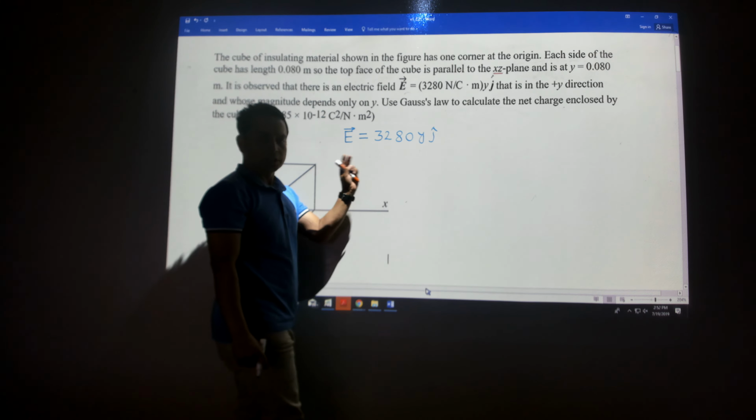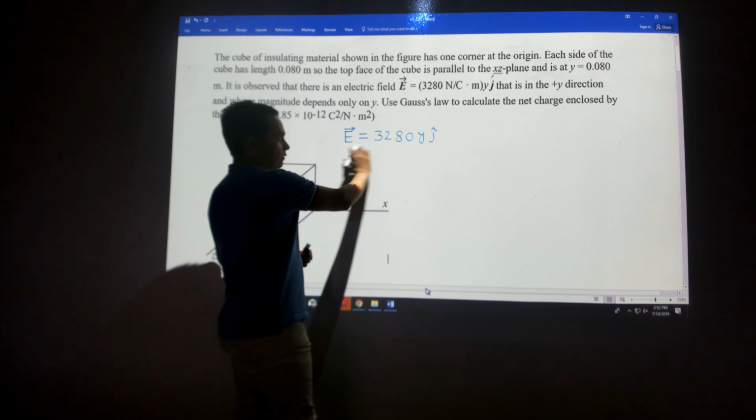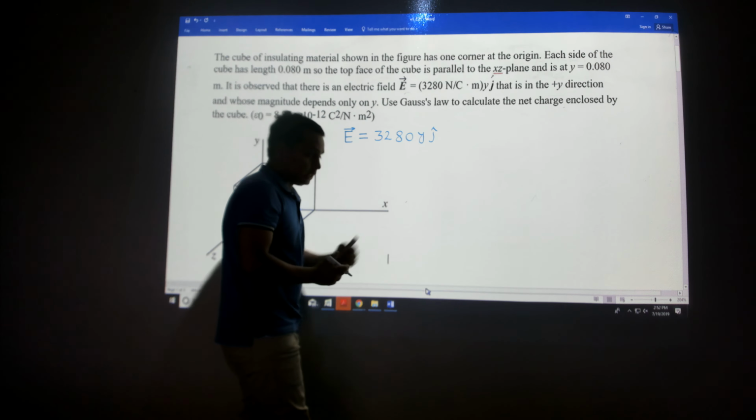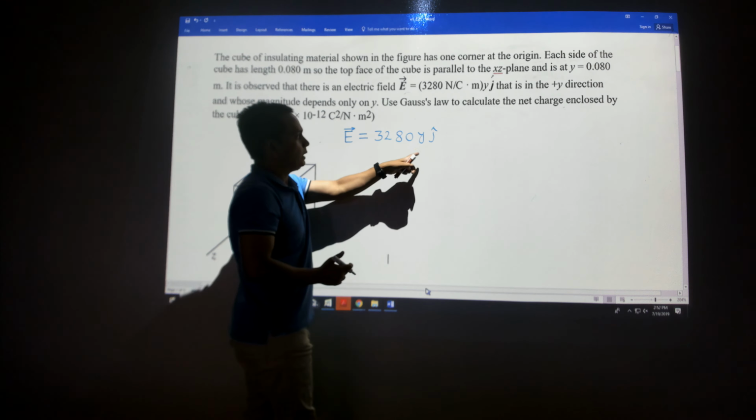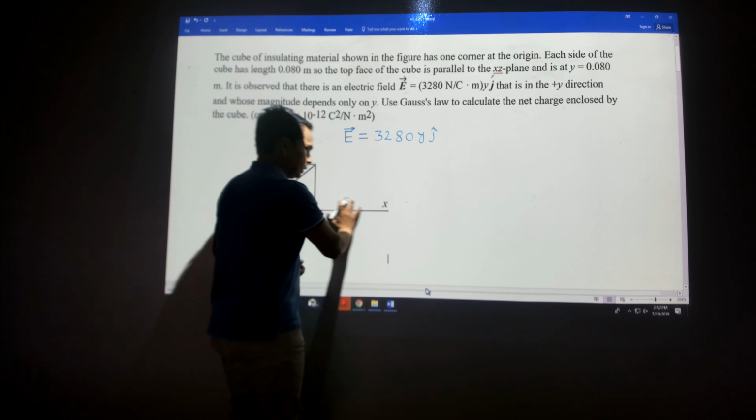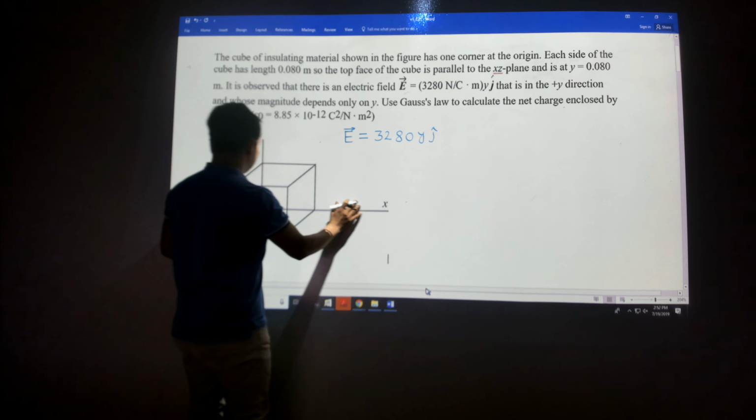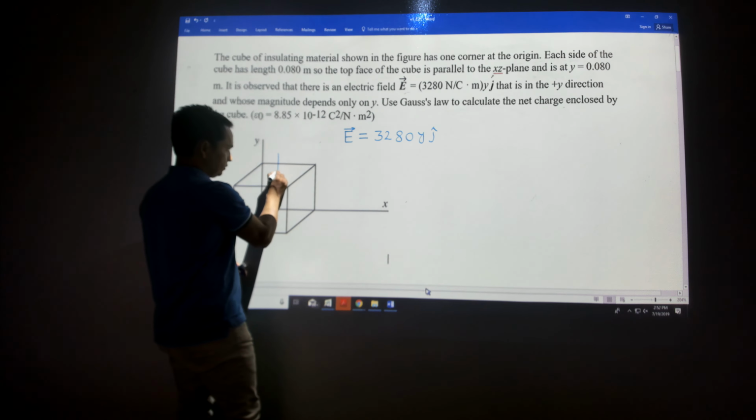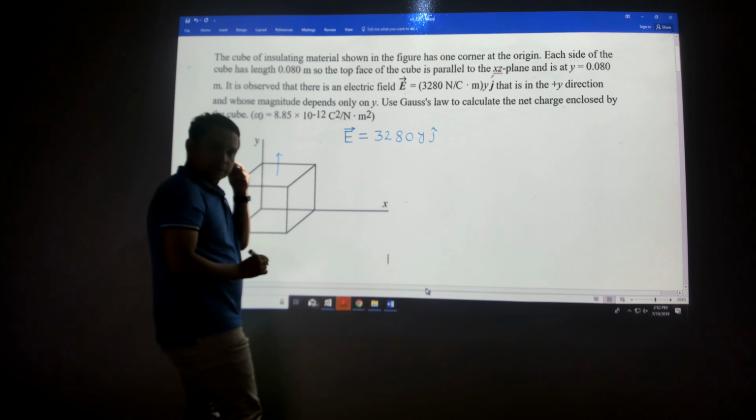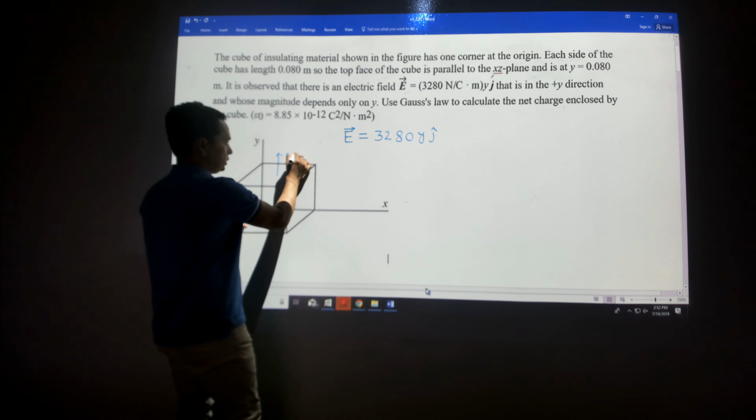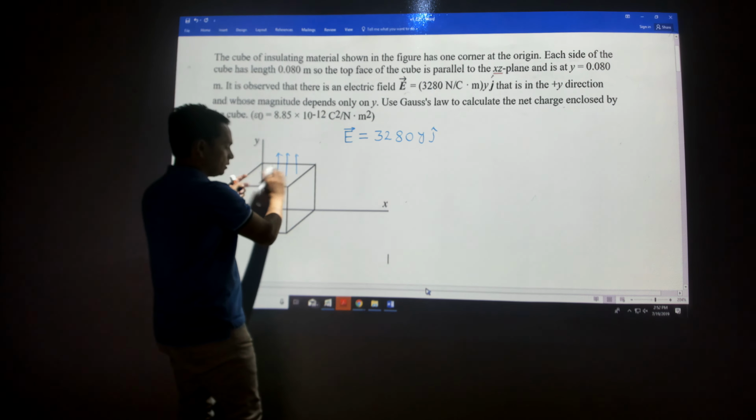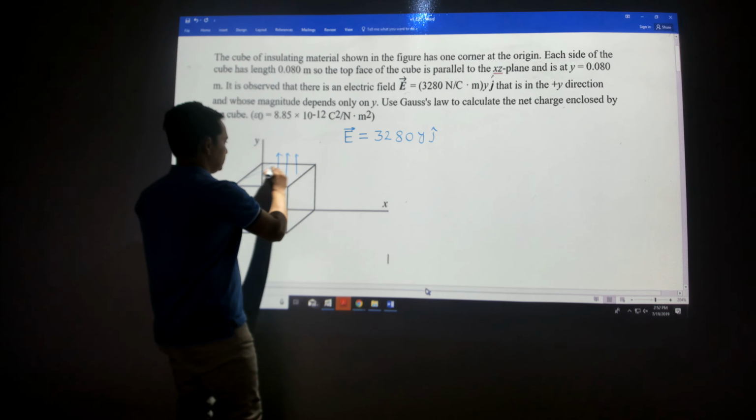You can notice two things here. The electric field is not a constant quantity. It is dependent on the y value. The other thing is that it is oriented only along the y direction. There is no electric field in any other direction. For example, the electric field has only this direction. So all the electric field has this orientation, only coming out of this end.